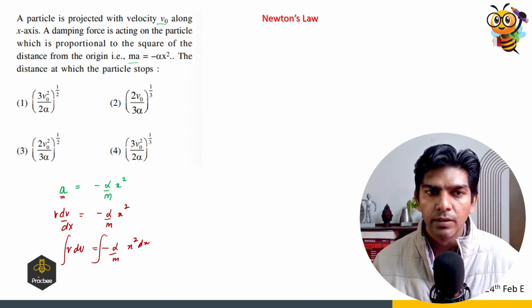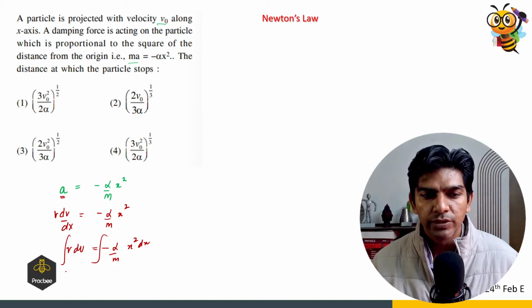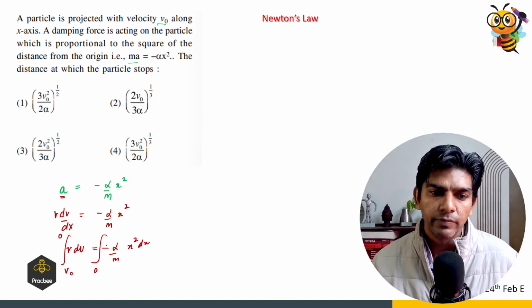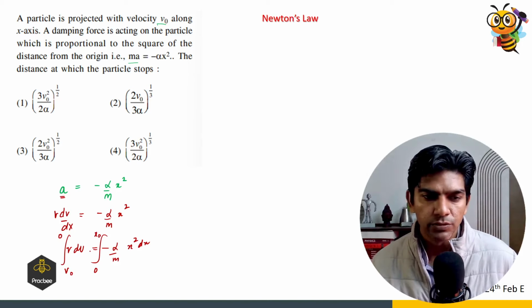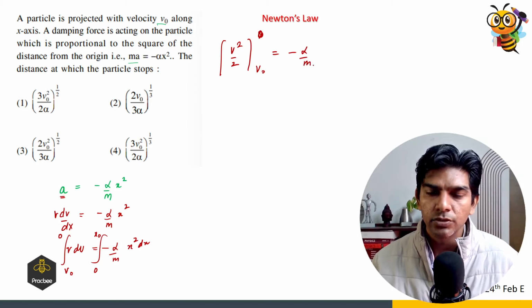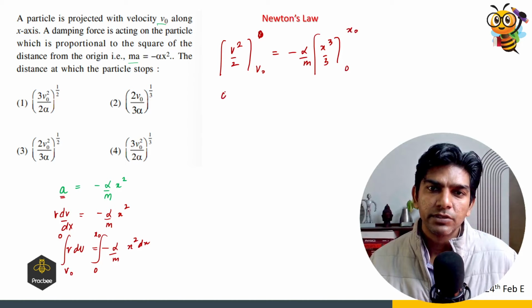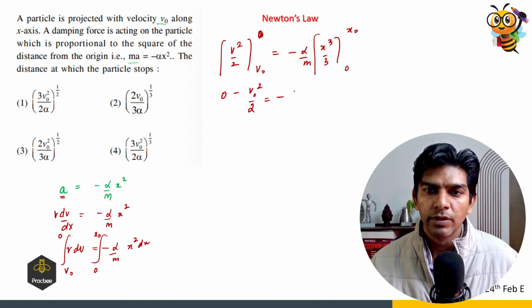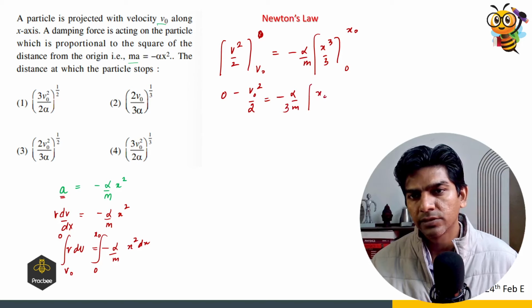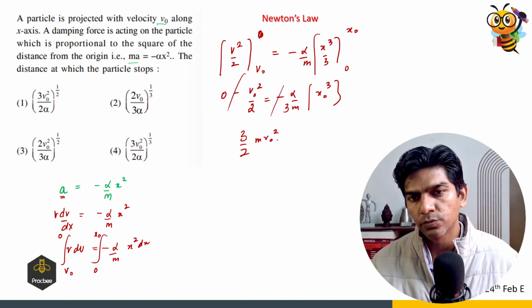Now we can put the limits. The particle is projected with a velocity v0, so the initial velocity is v0 when x is 0. The final velocity is 0 when x is, let us say, x0, which we have to calculate. So it will be v square by 2, with the limit from v0 to 0, equals minus alpha by m, the integration of x square, which is x cube by 3, with the limit from 0 to x0. So this will be 0 minus v0 square by 2 equals minus alpha by 3m times x0 cube. Now the negative sign gets eliminated, so we get 3 m v0 square by 2 alpha, raised to the power 1 by 3, and that will be x0.